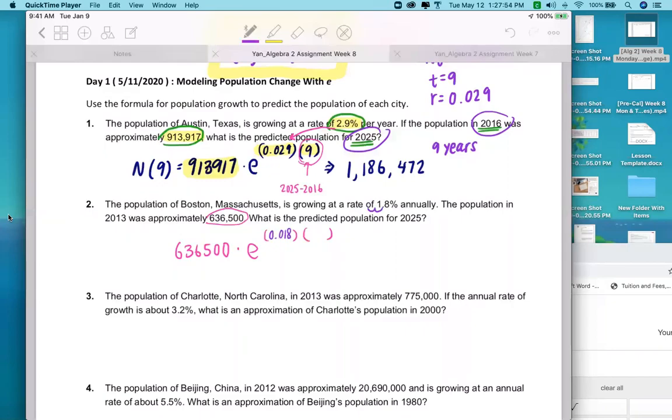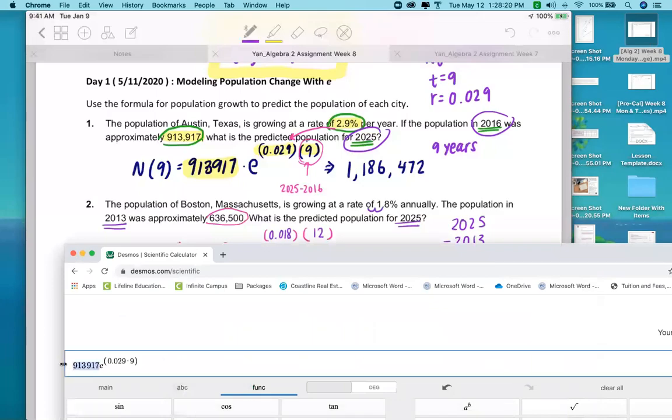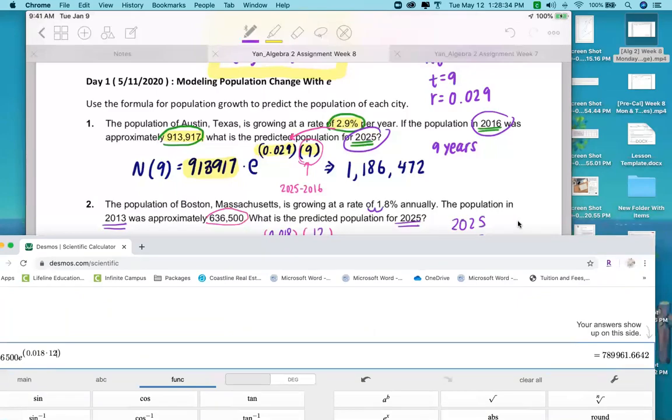Okay. And then from 2013 to 2025, how many years are in between? You can just do your subtraction on the side. That's 12 years. Okay, so 12, you put it up here. And if you put it in the calculator, right here, I'm just going to change these numbers. 636500, and then this is 0.018 and 12.